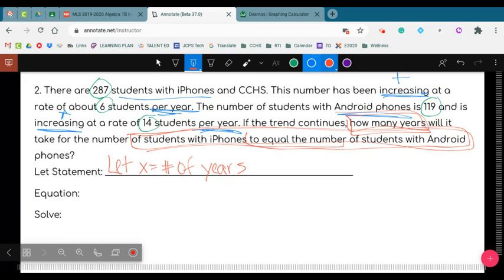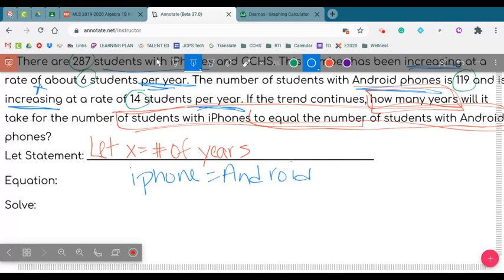So let's talk about this again. We have 287 students with iPhones, and it's increasing at a rate of 6 students per year. We have 119 students with Android, and it's increasing at 14 per year. So we need iPhone to equal Android. For our iPhone, we have 287, because that's what they have, and if it's increasing, we add 6 students per year, so it's 6x. That equals our Android, where we have 119, and it's also increasing, so we add 14 students a year.